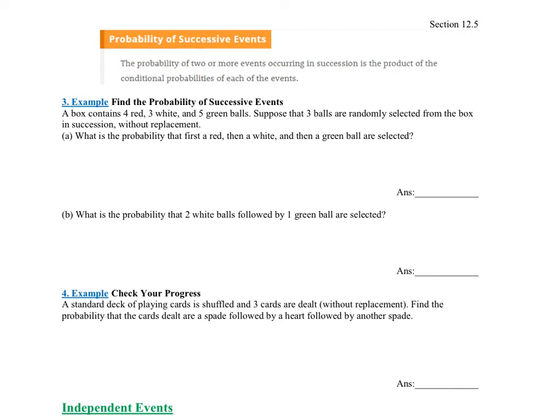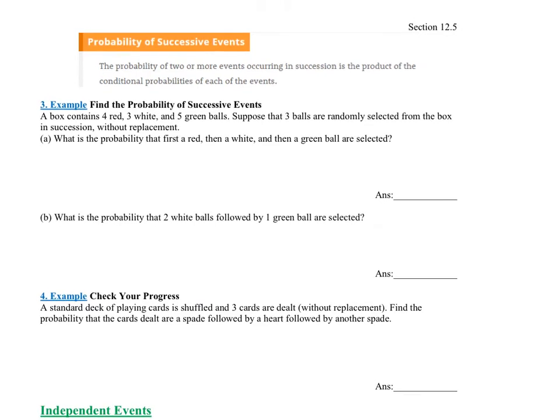A box contains 4 red, 3 white, and 5 green balls. Suppose that 3 balls are randomly selected from the box in succession without replacement. That means when they pull the ball, they do not put the ball back. It is absolutely key that you read that without replacement. When they pull the ball, they do not put the ball back. So that means we're going to have to recalculate our probability every single time.